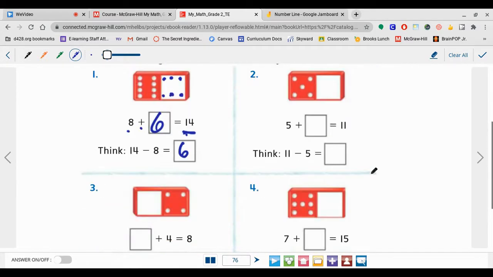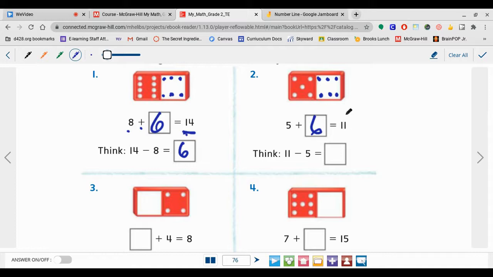All right. Take a look at number 2. Number 2 says I have 5 plus something that will equal 11. So I'm going to start at 5 and keep counting as I draw in my dots. 5, 6, 7, 8, 9, 10, 11. How many dots did I have to draw? Hey, it's the same as before. I have 1, 2, 3, 4, 5, 6. So 5 plus 6 equals 11.